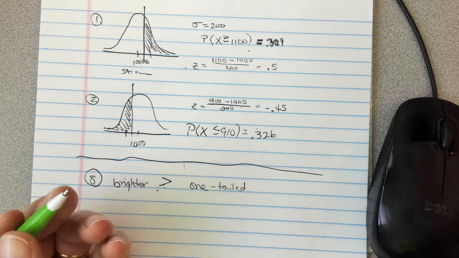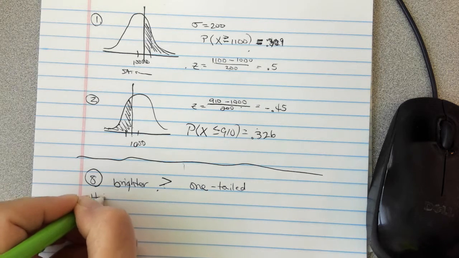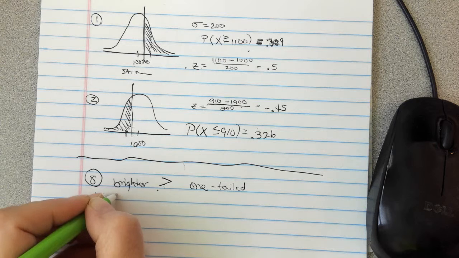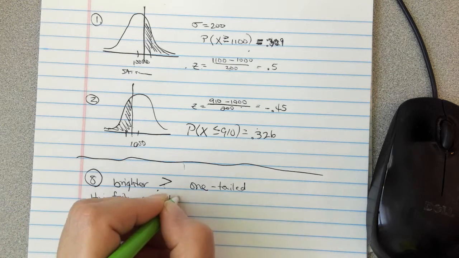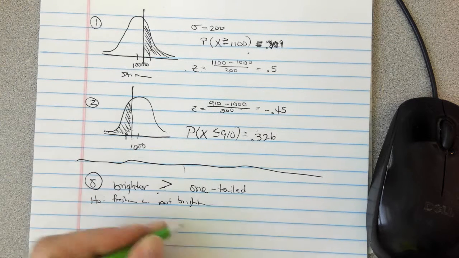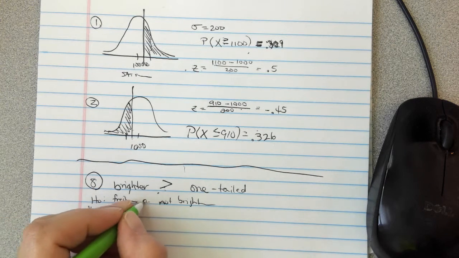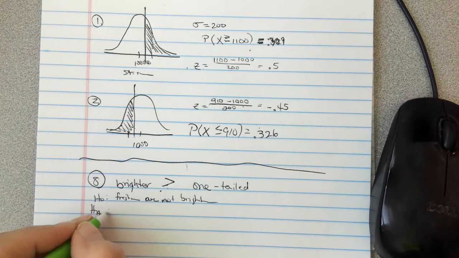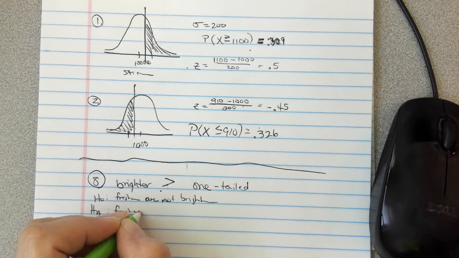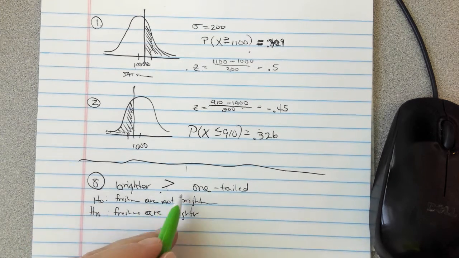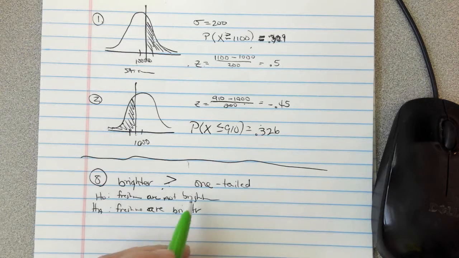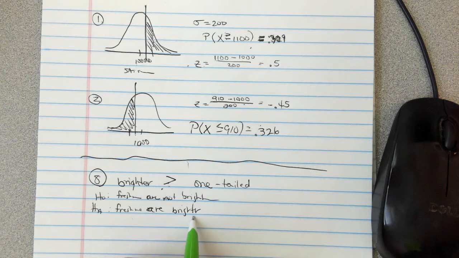What are the null and alternative? So the null is going to be that the freshmen are not brighter than the other classes. I know that's chicken scratching. The alternative is going to be that the freshmen are brighter. Because the null is always your status quo. Nothing interesting is going on. They're not better. They're just the same. So we're assuming here that they're the same. And here we're assuming that one group is better or greater than the other.